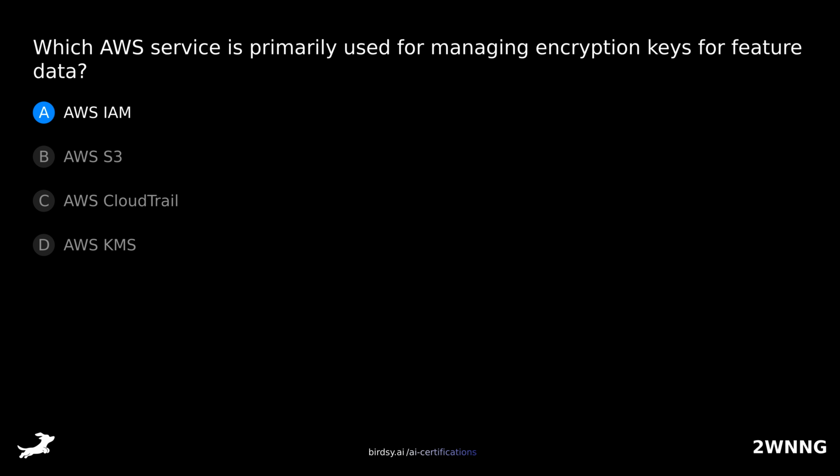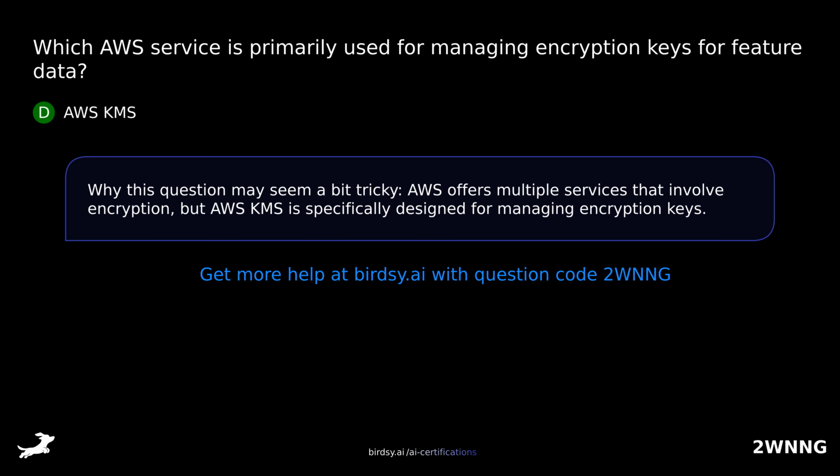Which AWS service is primarily used for managing encryption keys for feature data? Is it A. AWS IAM? B. AWS S3? C. AWS CloudTrail? Or D. AWS KMS? The answer is D. AWS KMS. Why this question may seem a bit tricky: AWS offers multiple services that involve encryption, but AWS KMS is specifically designed for managing encryption keys.